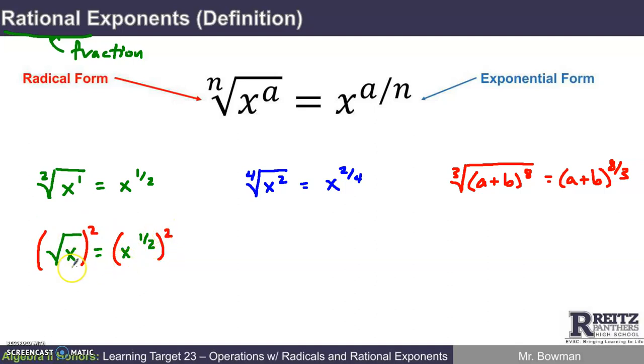And what I hope you're going to see is that both sides of this equation say x to the 1st power. The square root of x squared would be x. And then the rule for raising something that has a power to another power is to multiply the exponents. So x to the 1/2 power squared should be x to the 1st, or x. They're equal.